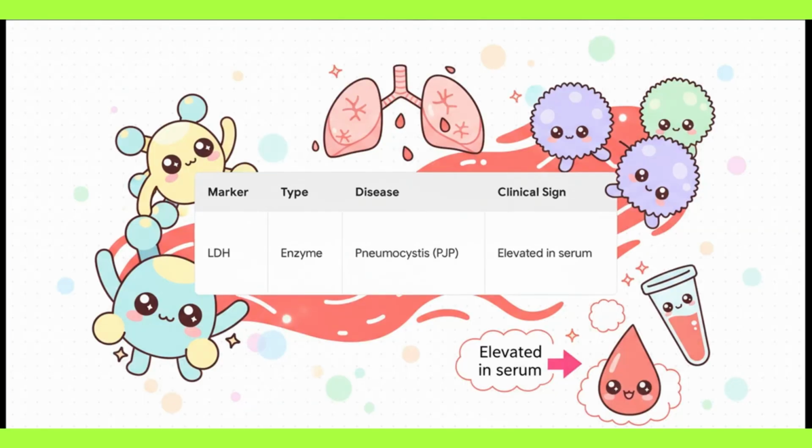Next, let's talk about an enzyme marker, lactate dehydrogenase, or LDH. Now, LDH is an enzyme that's normally found inside our cells. But when cells in the lungs get damaged by the fungus Pneumocystis jirovecii, they release LDH into the bloodstream. So finding elevated LDH in a patient's blood is a classic clue that might point towards PJP. But as we're about to see, it's not the whole story.